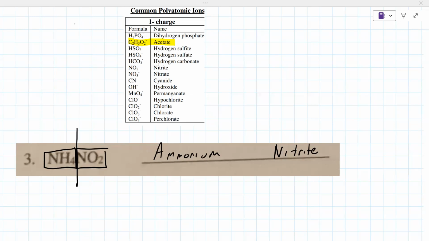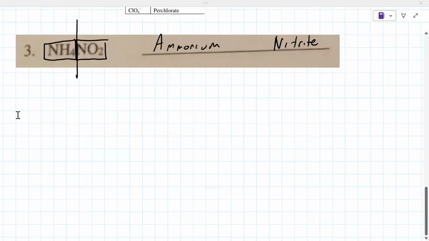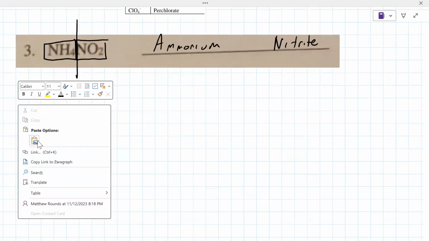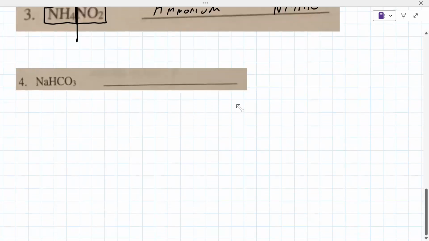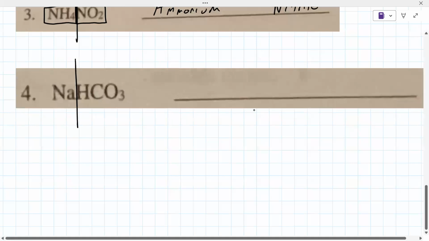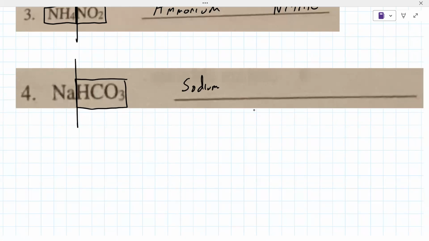All right, so we'll probably just have to do a bunch of these compounds, until you all get tired of them. So this one you're looking for HCO3. Na is sodium.